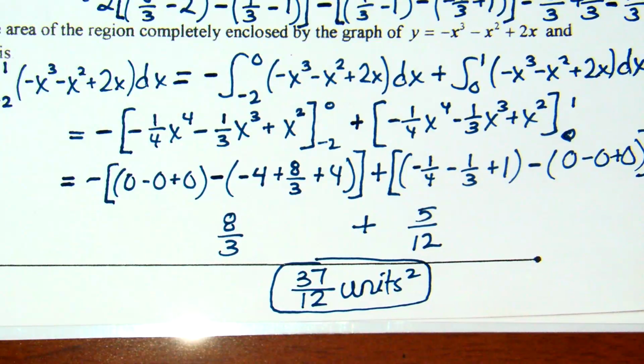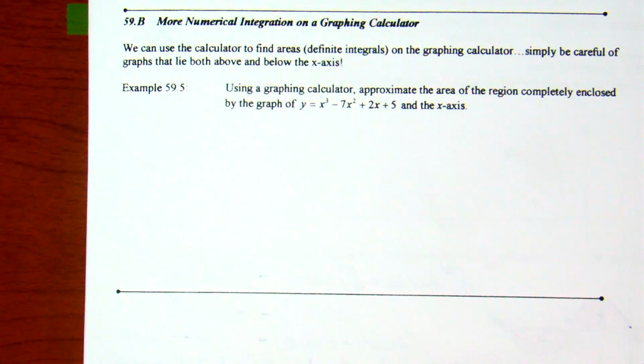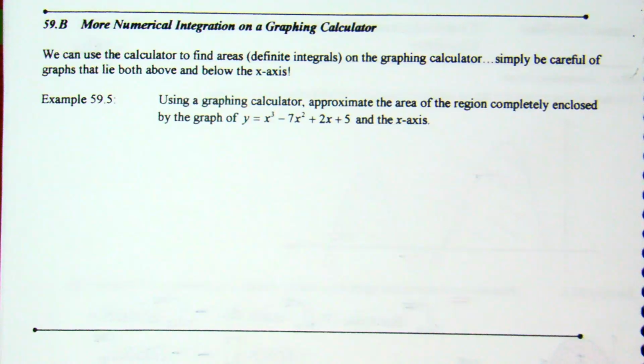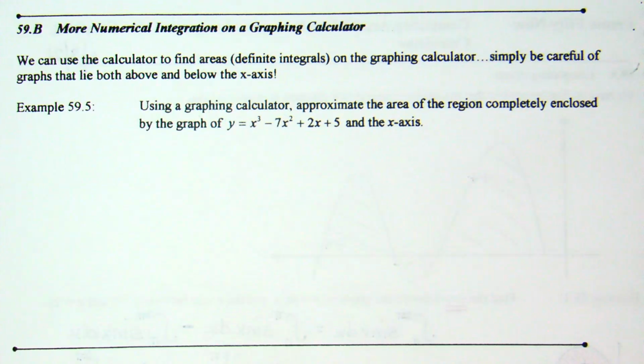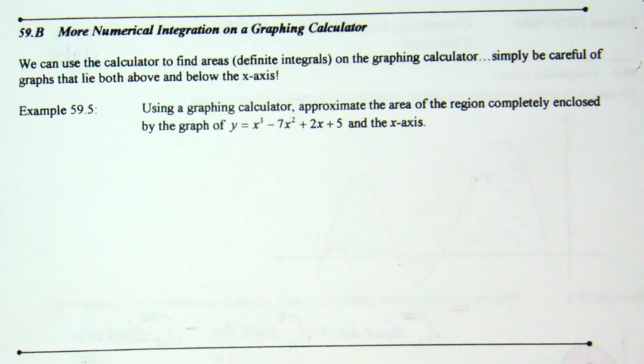Notice on the others, I haven't picked up a calculator. I've been able to do all these calculations without a calculator. This one, we can use the calculator to find areas, definite integrals on the graphing calculator. Simply be careful of graphs that lie both above and below the x-axis. Using a graphing calculator, approximate the area of the region completely enclosed by the graph y equals x cubed minus 7x squared plus 2x plus 5 and the x-axis.